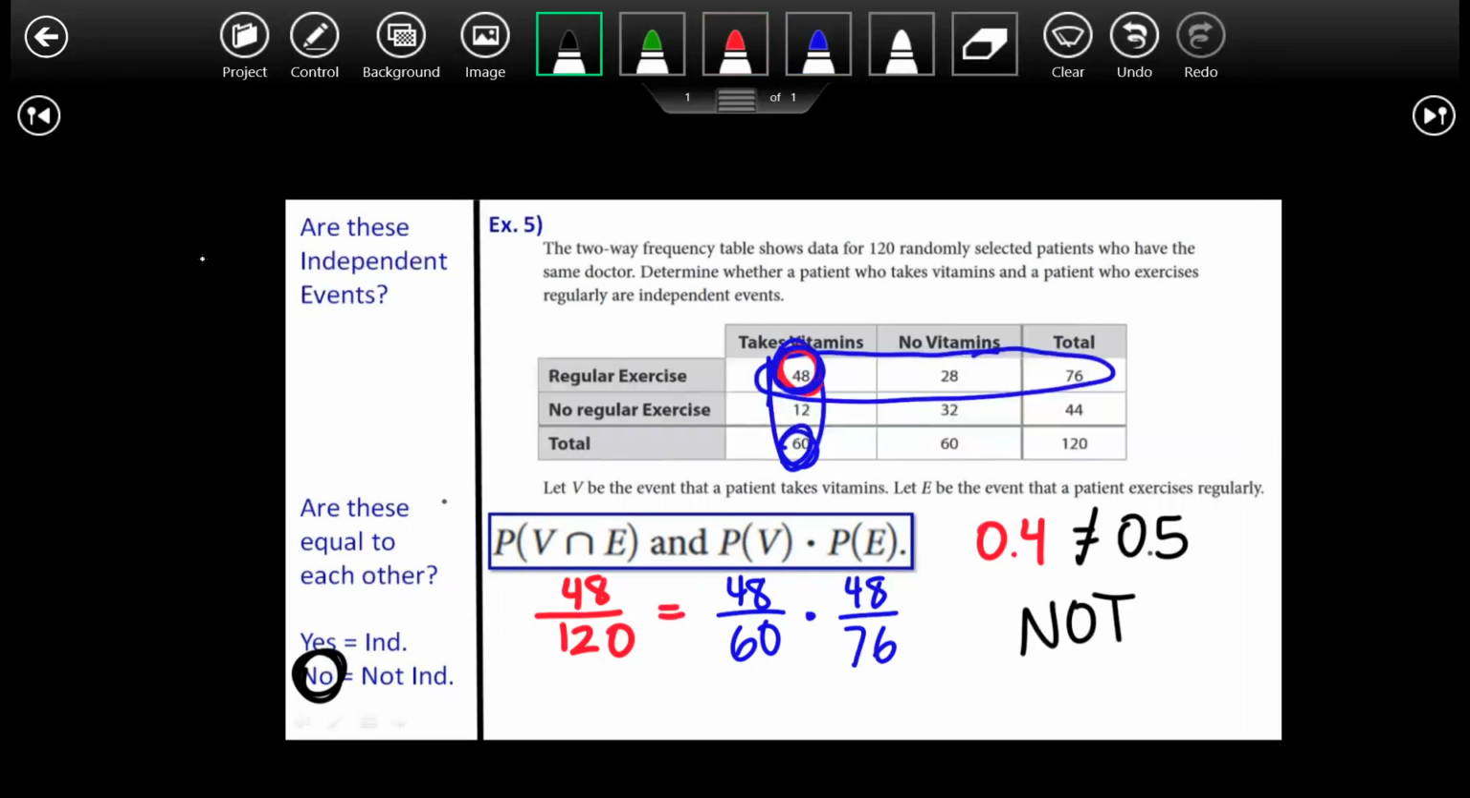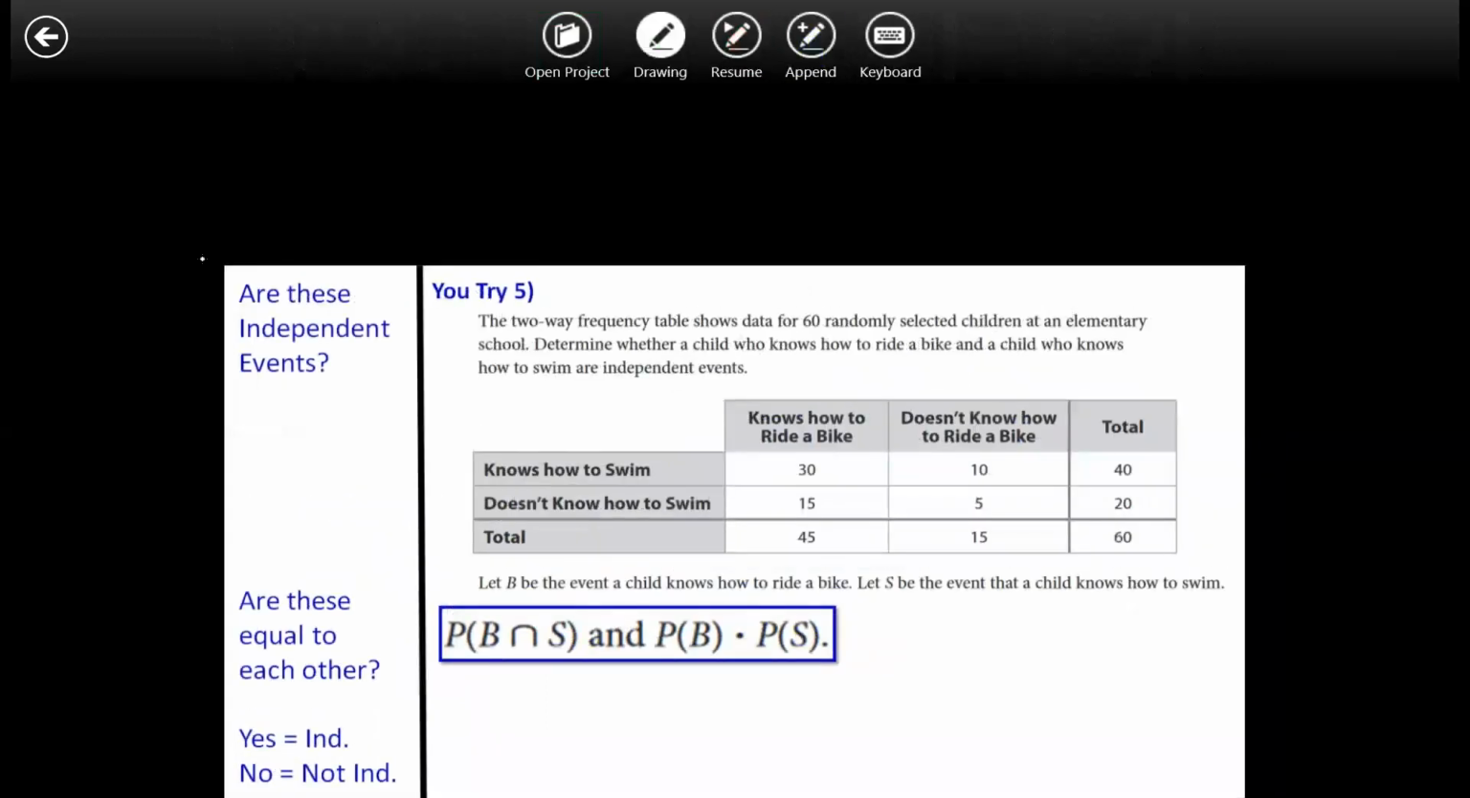Here we go. Let's look at another one. Copy it from the chart. This is asking about people that know how to ride a bike and know how to swim.